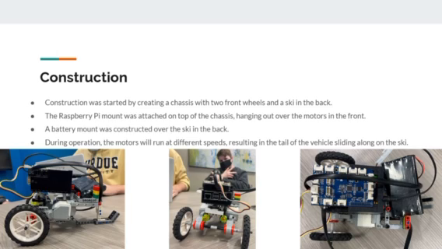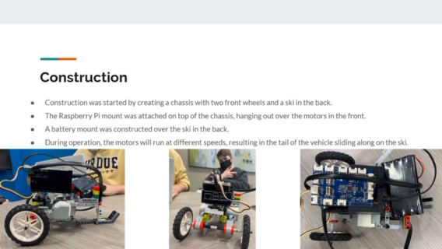Construction: we started by creating a chassis with 2 wheels in the front and a ski in the back. The Raspberry Pi mount was attached on top of the chassis, hanging out over the motors in the front, like in the picture in the bottom left, much like a shopping cart. The battery mount was constructed over the ski in the back, like a pickup truck bed, as you can also see in the bottom left side view picture.